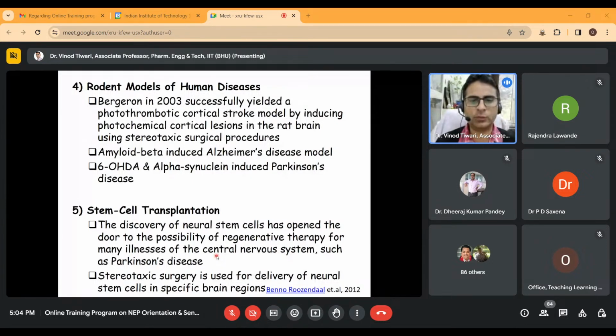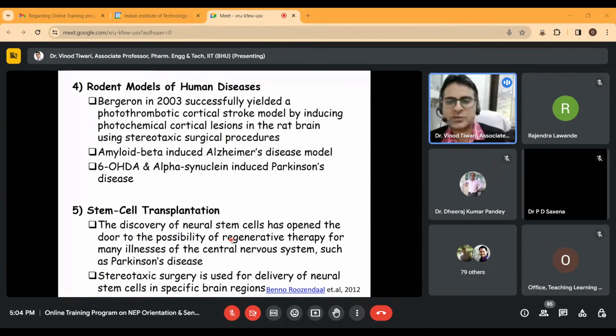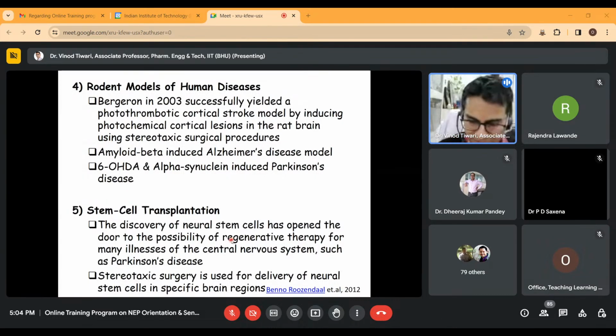Similarly, stem cell transplantation is one of the emerging fields. People are working on it for the last few years. So people are using neural stem cells because we know that stem cells are the cells which can be differentiated into any kind of cell type. They are the mother cell, you can say, right? They can form the cells of any body type, be it liver cells, kidney cells, brain cells, any cell, they all originate from the stem cells. So now people are trying to study these stem cells for regenerative therapy, for the treatment of several illnesses, including neurodegenerative disorders. So people are using stereotaxic surgery to deliver these neural stem cells directly into the brain region.